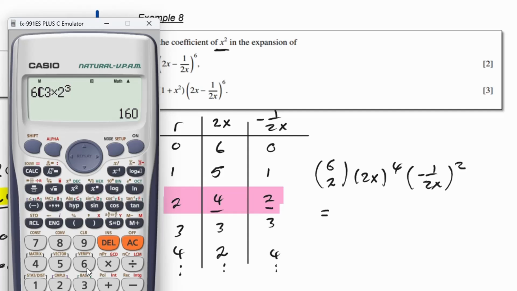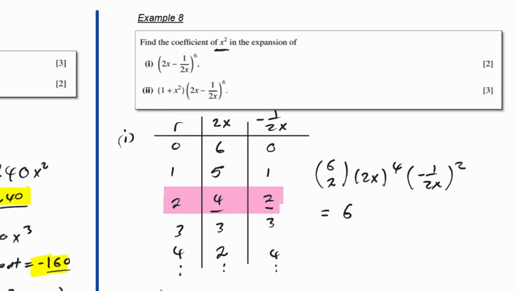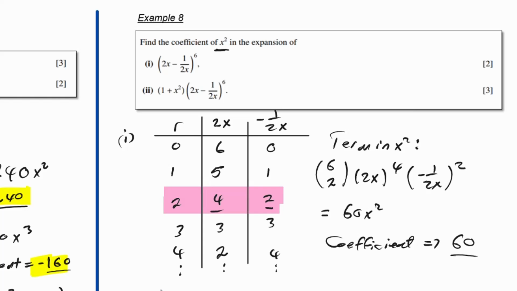So we're saying 6 choose 2, times 2 to the power of 4, times negative a half, so negative 0.5 squared. This gives us 60. So 60x squared is the term, that's the term in x squared. So the coefficient of that term is 60. All right, let's go to part 2.